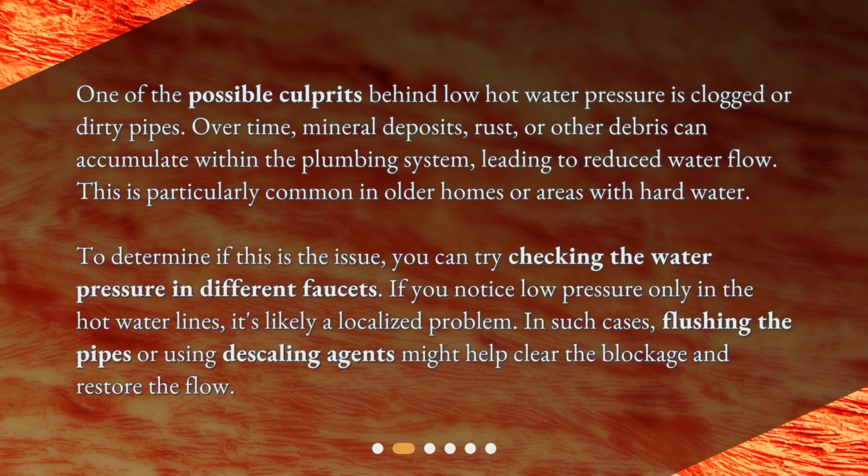Clogged or dirty pipes. One of the possible culprits behind low hot water pressure is clogged or dirty pipes. Over time, mineral deposits, rust, or other debris can accumulate within the plumbing system, leading to reduced water flow. This is particularly common in older homes or areas with hard water.